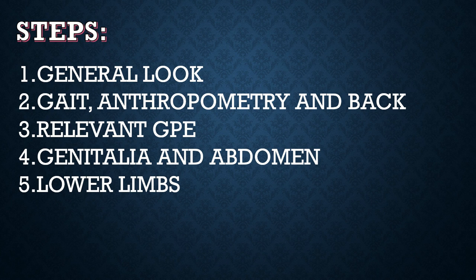Now there are some steps for how to approach a child with precocious puberty. The first one is the general look. The second one is gait, anthropometry, and back. The third one is the relevant GPE. The fourth one is genitalia and abdomen, and the fifth one is lower limb.